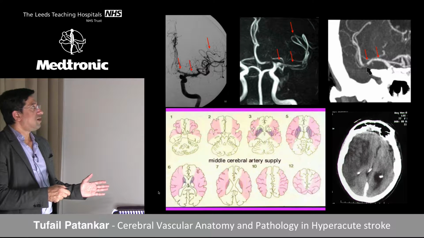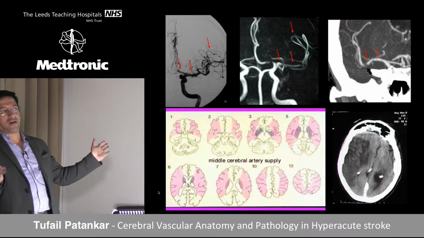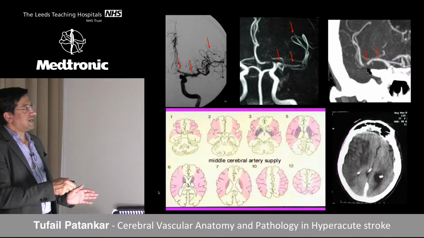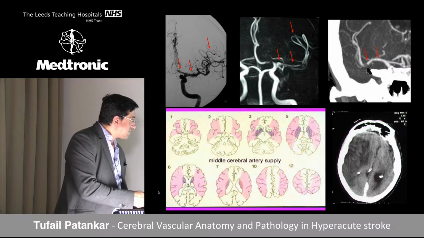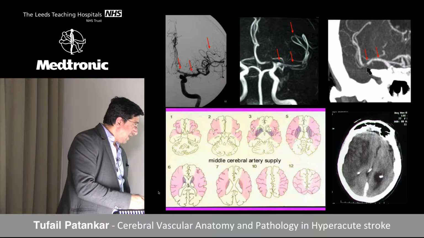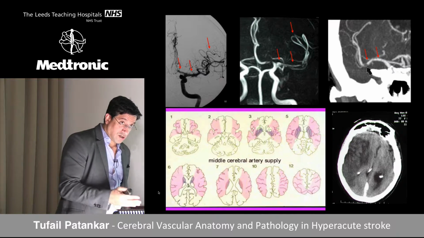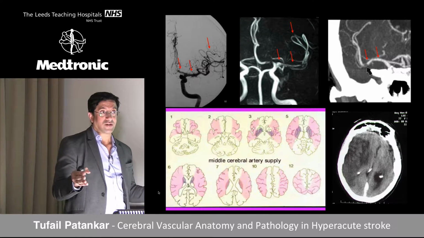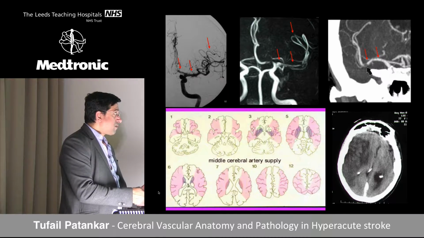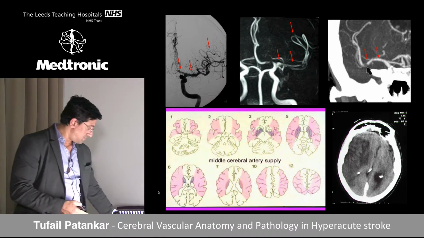The internal carotid artery divides like a butterfly: one wing is the anterior cerebral artery, the other wing is the middle cerebral artery. And the territory is pretty much defined. This is the beauty of arterial territories: arteries have their own territories, veins have no territories. We're not talking about veins today, but arteries keep their territories.